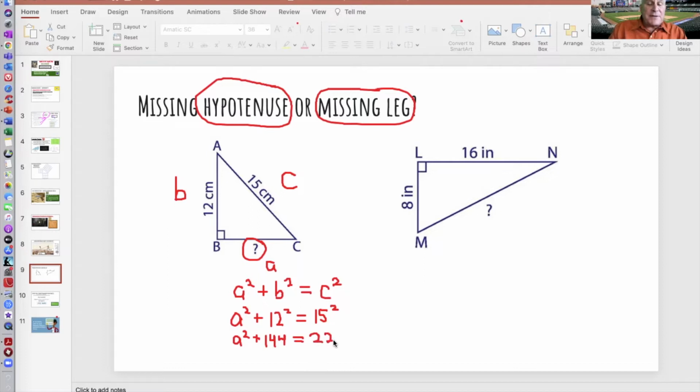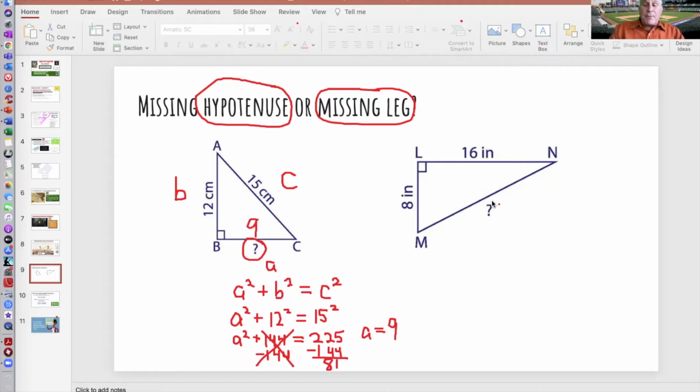Notice here you have to subtract to find A squared. So I'm going to subtract 144 from both sides. Okay, 144. And when you subtract 144 from 225, these cancel. And I get A squared equals 81. So if A squared equals 81, A is going to be the square root of 81, which is 9. So notice how I had to use subtraction to find the missing leg.